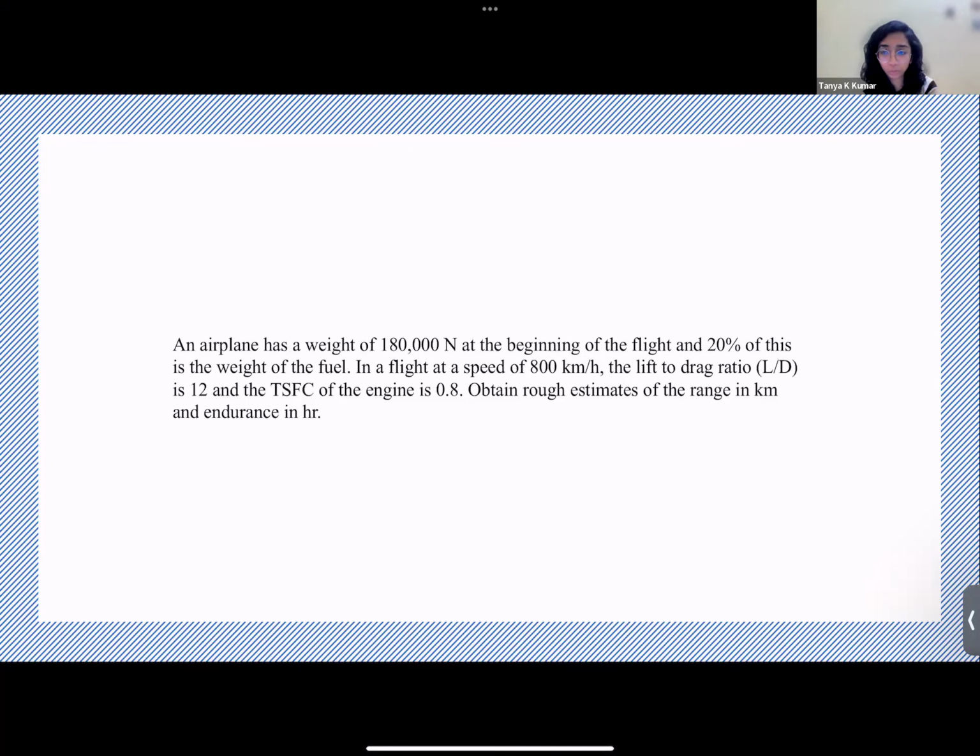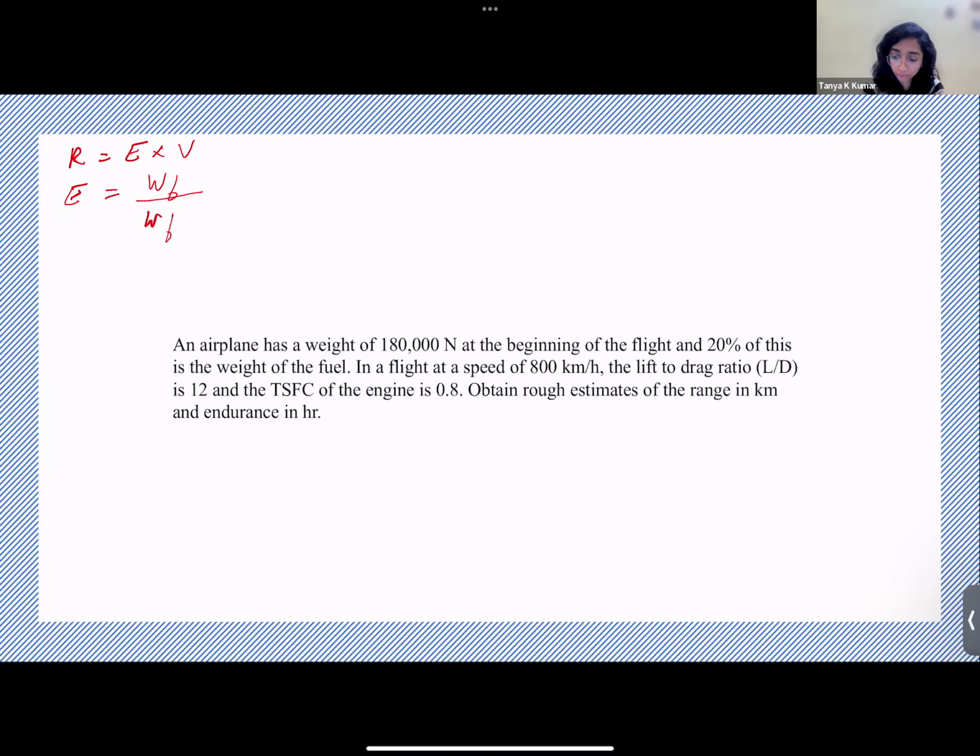Have you been able to do this? Okay, let's try doing it together. So they've asked you about rough estimates of range and endurance. Range rough estimate would be endurance into the velocity, correct? The rough average velocity. So first we'll find out endurance and then we can easily find out range. How do we find out endurance? Endurance is how much total fuel you have, weight of fuel, by weight of fuel consumed per hour, correct?